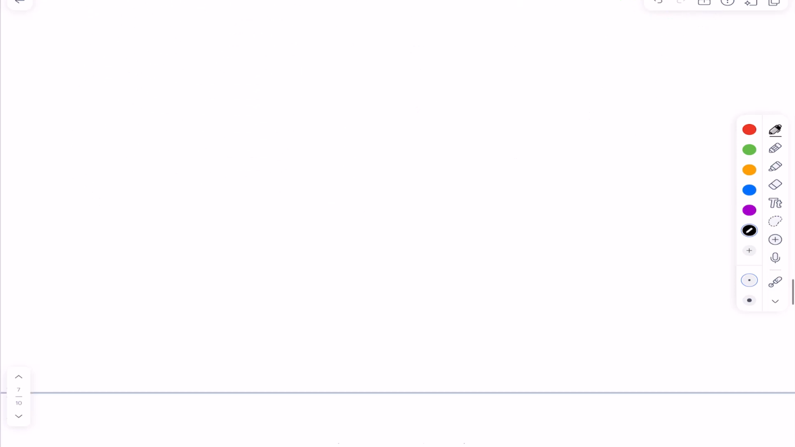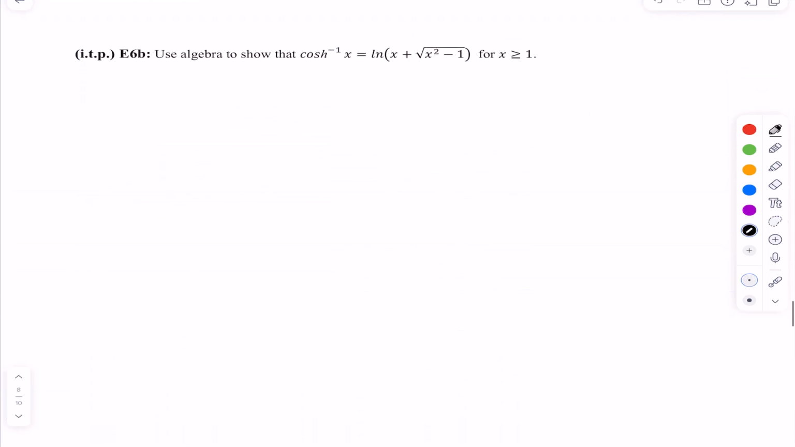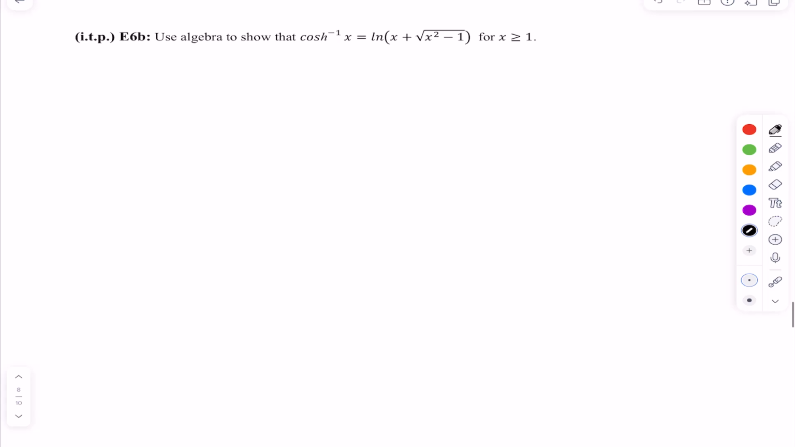I'll leave it as an exercise for you to find the inverse hyperbolic cosine of x as a natural log function.